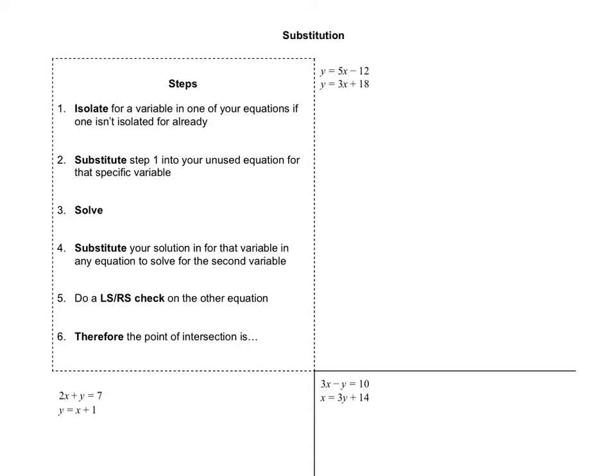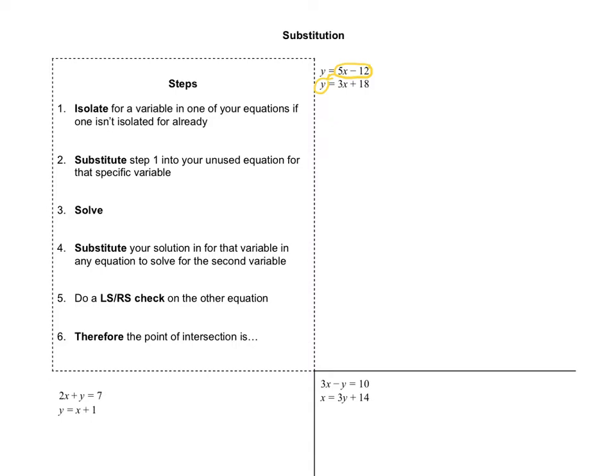So our first step is to isolate for a variable if needed. But if we look at our first linear system here, we have y equals 5x minus 12 and y equals 3x plus 18. We already have an isolated variable, and what I mean by that is that one of your equations is y equals or x equals. So here we do have y equals 5x minus 12. So I'm going to take that 5x minus 12, that's equal to y, and replace y in the second equation with that expression. So I'm going to sub in the first equation into the second.